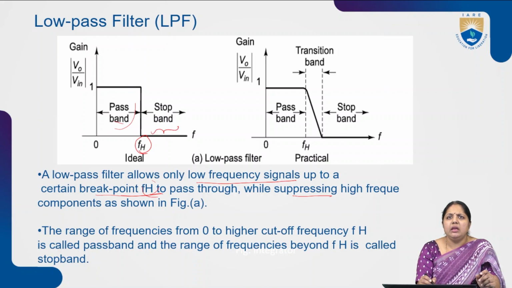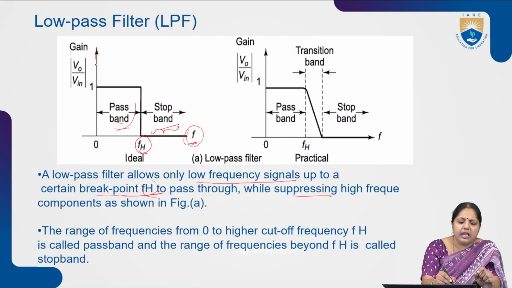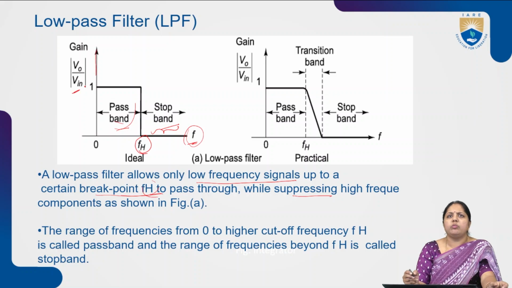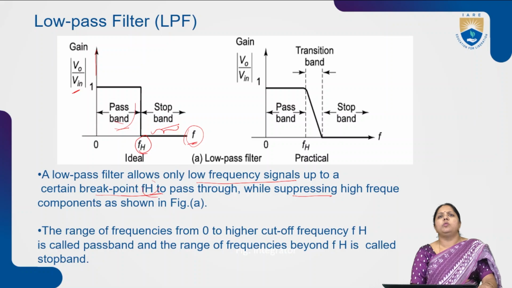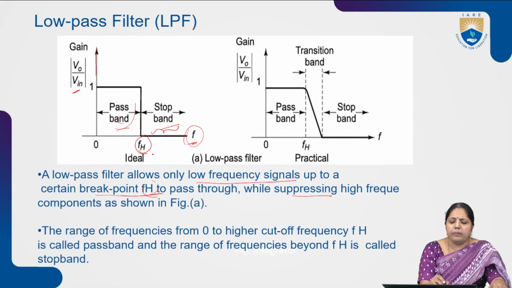This is the ideal response of a low pass filter. This is the pass band and this is the stop band. In the response graph, the frequency is taken on the x-axis, and the gain, which is the modulus of output voltage by input voltage, is taken on the y-axis. So this is the ideal characteristic of the low pass filter.